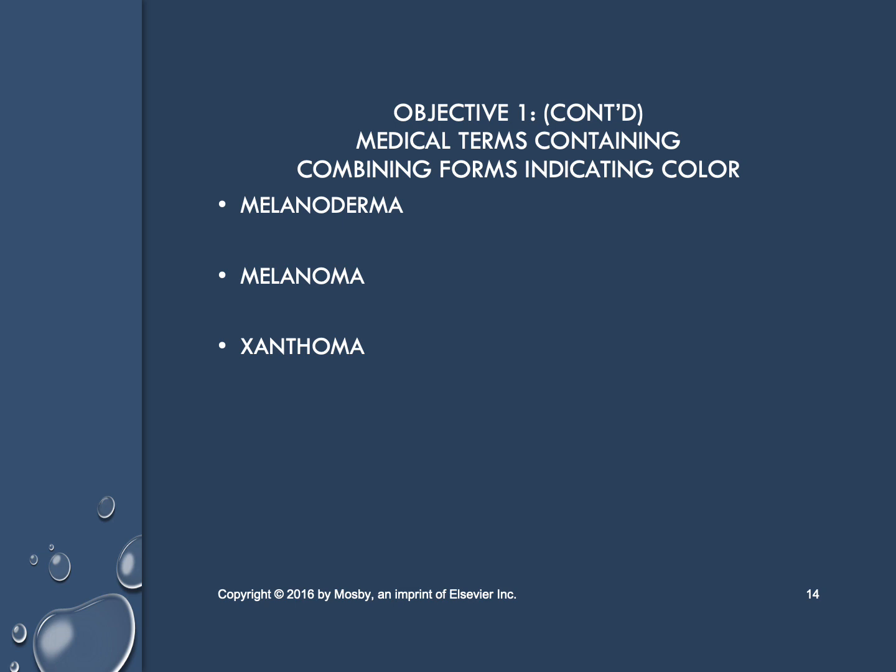Xanthoma. Xanthoma is a yellow tumor. Xanthoderma, remember xantho meaning yellow, derma meaning skin, yellow skin, or skin that is yellow. And then lastly, xanthosis, which remember, osis means abnormal condition of, and xantho means yellow. So abnormal condition of yellow.